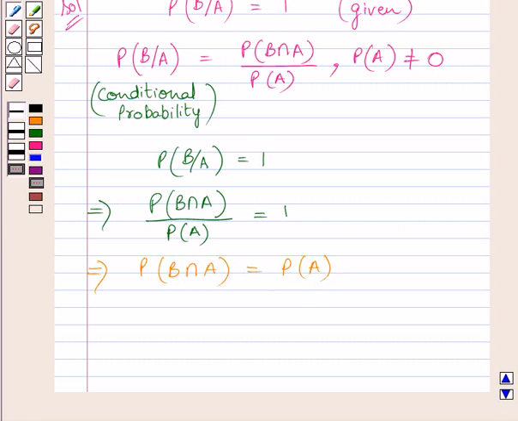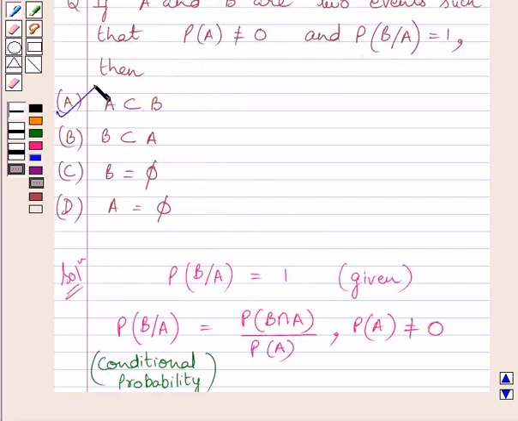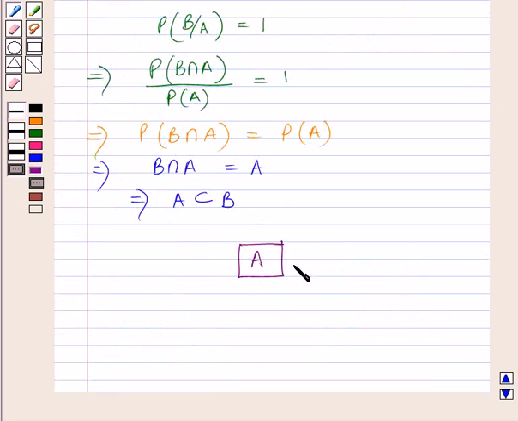Now we know probability of B intersection A is equal to probability of A only when B intersection A is equal to A. So we can write probability of B intersection A is equal to probability of A implies B intersection A is equal to A. Now this further implies A is a subset of B. So our correct answer is A. So this is our required answer.